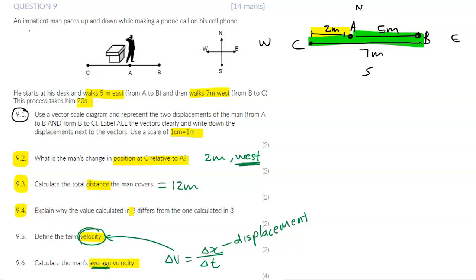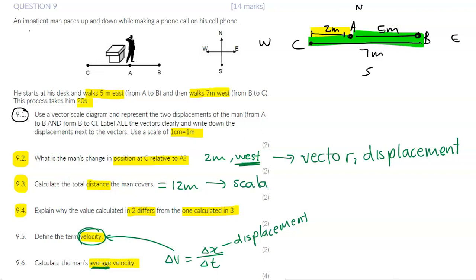Explain why the value calculated in 2 differs from the one calculated at 3. So you're going to say the value calculated at 2 is our vector, and the value that we calculated at 9.3 was our scalar, and that was our distance. And then, just for good measure, it's only 2 marks, but I would include the definition of displacement. Displacement is the change from the initial position to the final position, where distance is the physical route traveled. Then 9.5 is to define the term velocity.